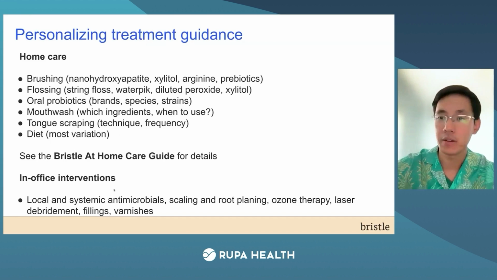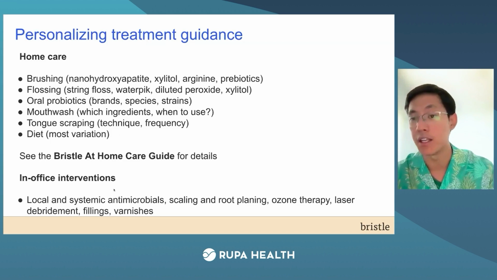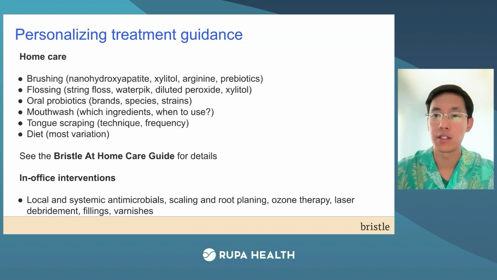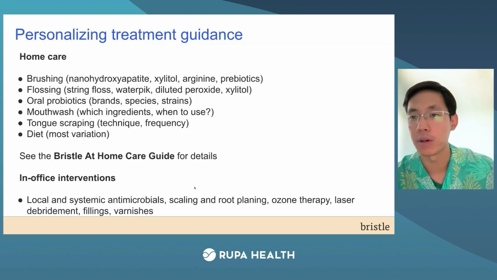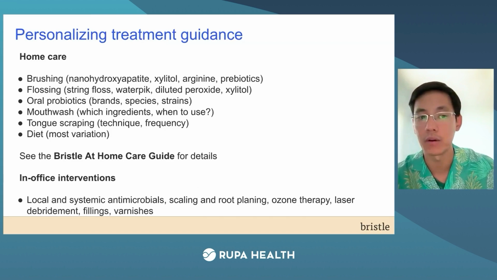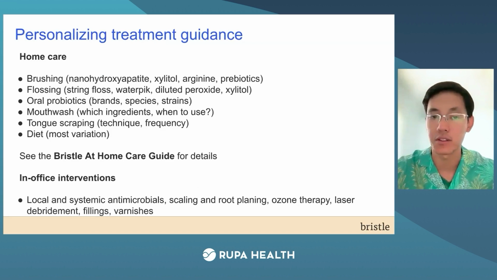And not just home care, we also provide recommendations on how you can modify in-office interventions. Of course, this would be with a referral with a dentist or a periodontist, depending on the patient. And so there's certain types of treatments in office that are better for certain types of oral microbiomes. So someone who has periodontal disease or is on the edge of periodontal disease may be a better candidate for ozone therapy or a laser rather than someone who just has gingivitis and doesn't have very high gum inflammation scores.